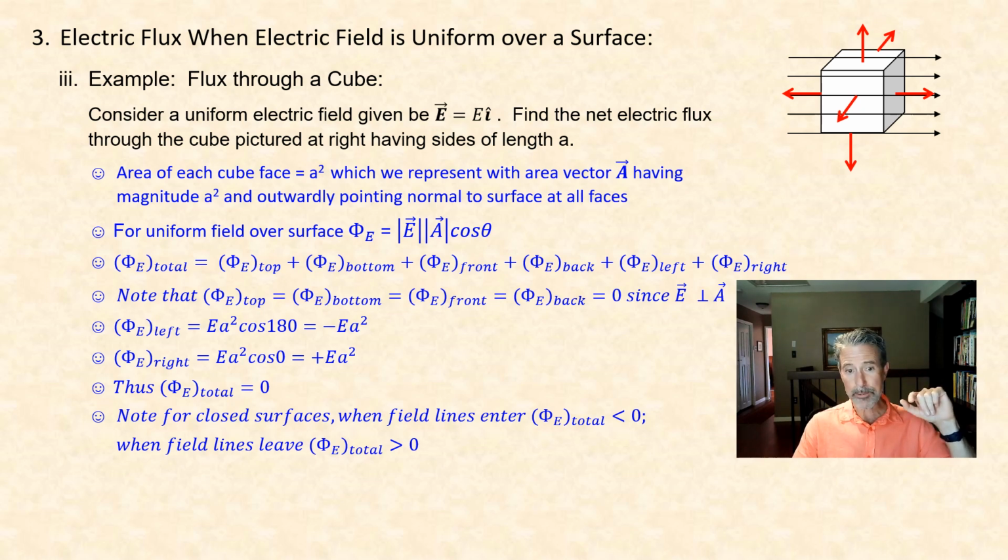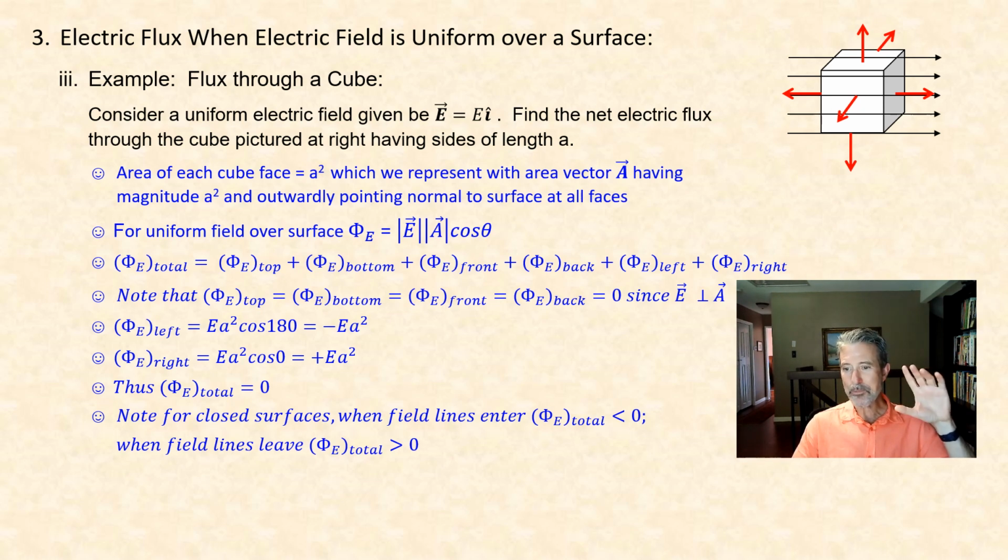I want to point out something here: for a closed surface, when field lines enter the surface, the flux is negative. So for the left-hand side of this cube, where field lines were entering the surface, that gave us a negative value for flux, minus EA squared. When field lines leave the surface, and that would, in this case, be for the right-hand face, notice there that the flux was positive. It was greater than 0. So this is a general rule here.